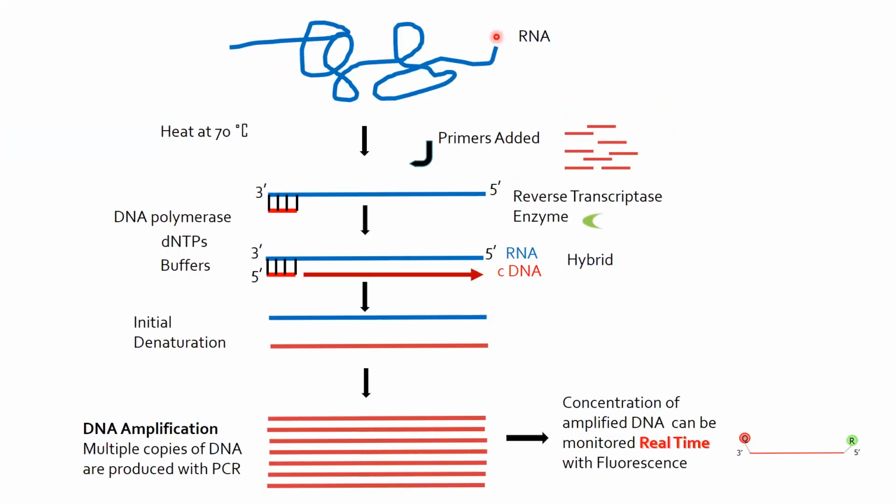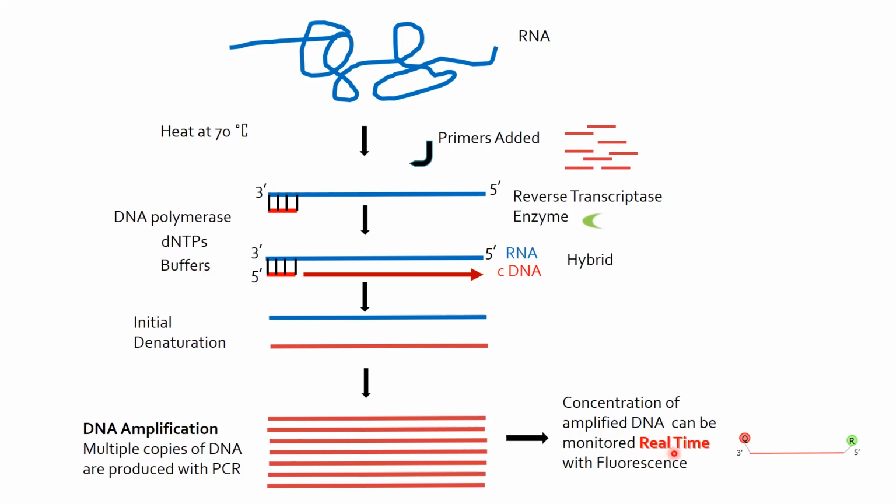So consider this as the RNA. RNA is a single-stranded molecule. When it is heated to around 70 degrees Celsius, primers are added. Once the primers are added, we have an enzyme called reverse transcriptase. This reverse transcriptase enzyme will use this RNA as a template and produce DNA. This DNA is called cDNA or complementary DNA. After a few initial rounds of RNA to cDNA, you can add a normal polymerase like Taq polymerase, and then Taq polymerase will allow for the amplification of the DNA.